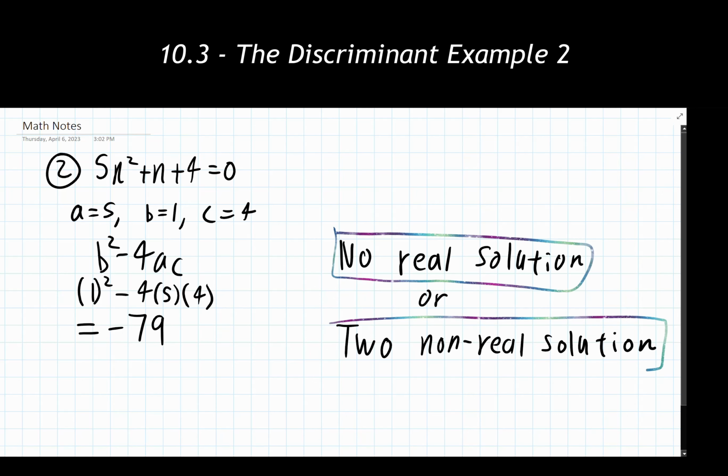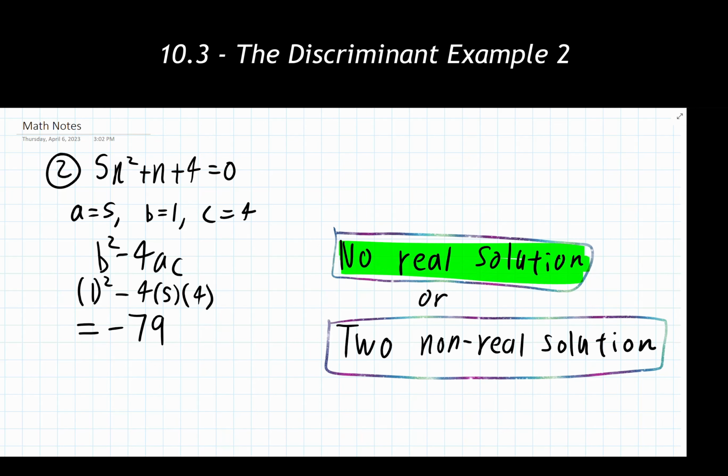Just make sure you're double checking what you are specifically asked to do with this. But again, like we saw with example 1, I do not know what these 2 non-real solutions are. All I know is that I have 2 of them, and this is as far as we can go with the discriminant.